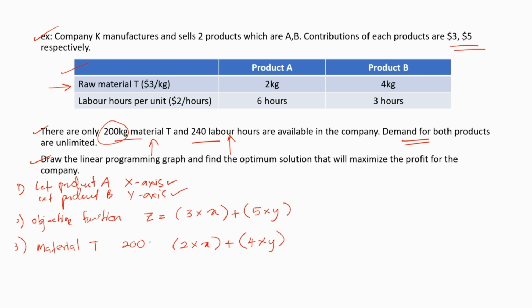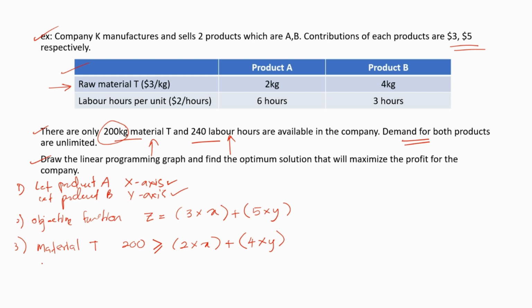Since material T is a constraint, which means they have a limited amount of material T, which is 200 kilograms. So this is the maximum value they have, and this is greater than or equal to the usage of material T in the production of product A and product B. So 200 is greater than or equal to the usage of material T in order to produce product A and product B. This is how we can construct the functions for each constraint.